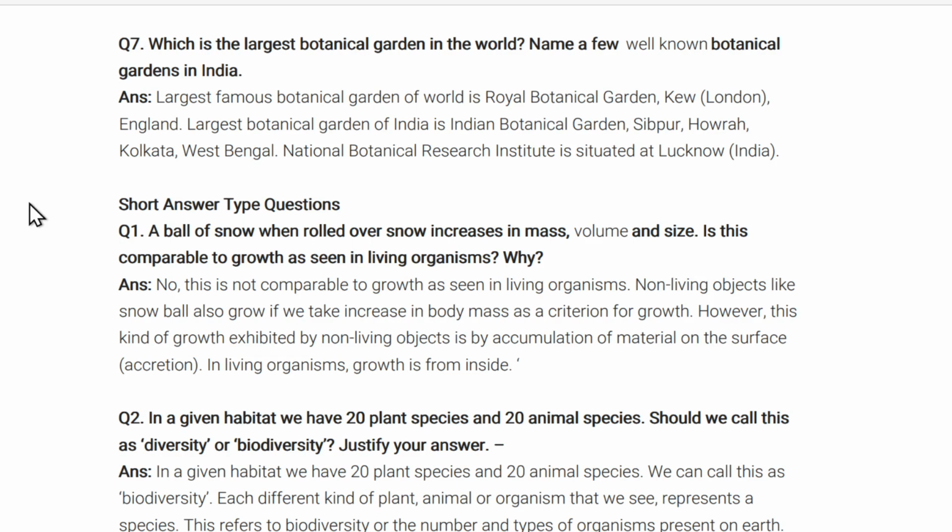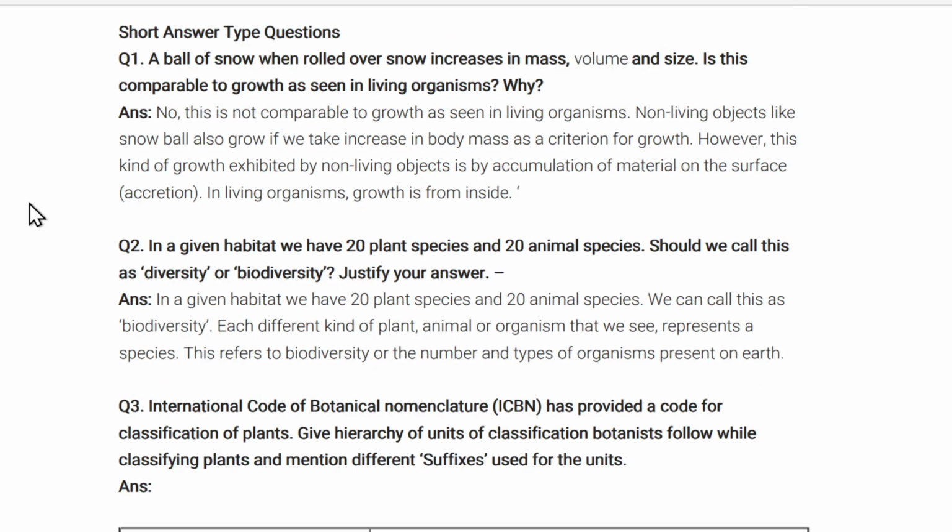Short answer type question. Question number 1. A ball of snow, when rolled over snow, increases in mass, volume, and size. Is this comparable to growth as seen in living organisms? Why? Answer. No, this is not comparable to growth as seen in living organisms.